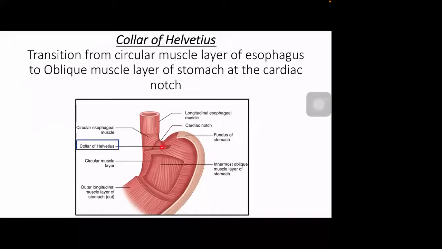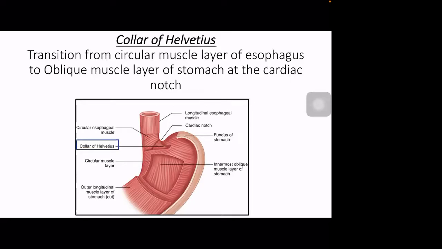So this is the oblique muscle layer of the stomach, and this is the inner circular muscle of the esophagus, and above is the outer longitudinal. Between the transition from the inner circular muscle of the esophagus to the oblique muscle layer, you can see a nice collar here. This collar of tissue is called the collar of Helvetius. It is basically a marker of the GE junction.